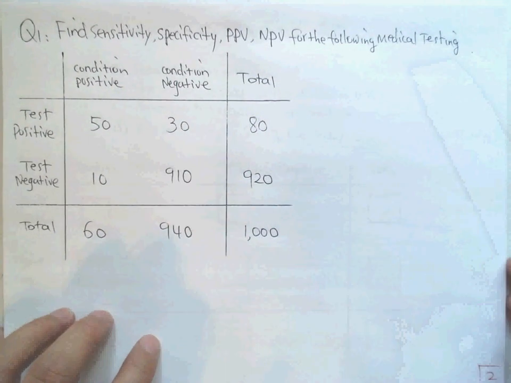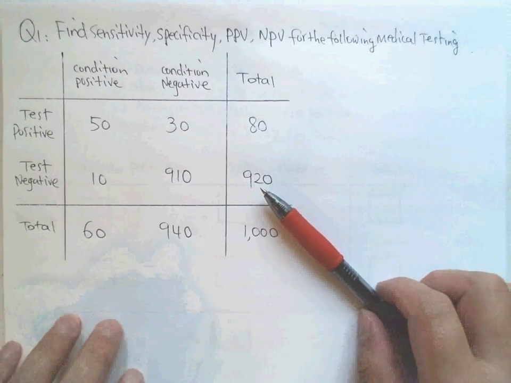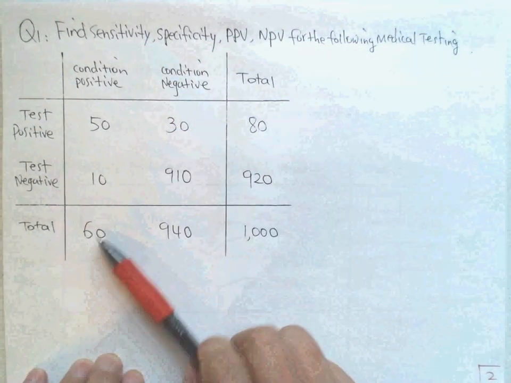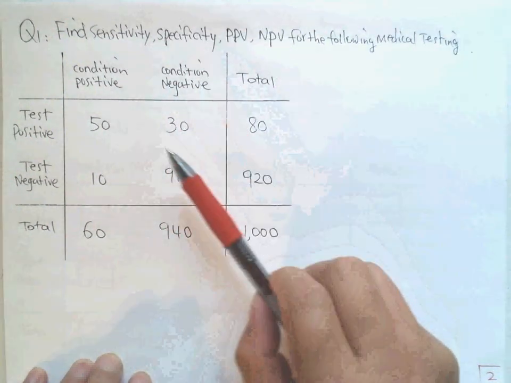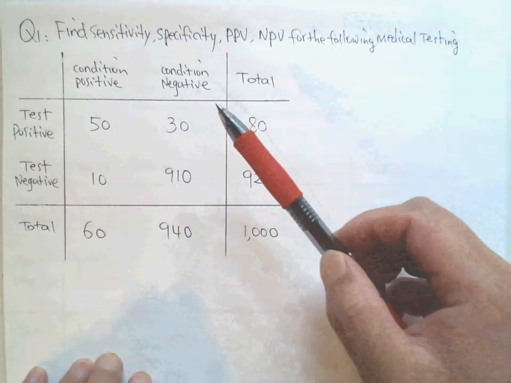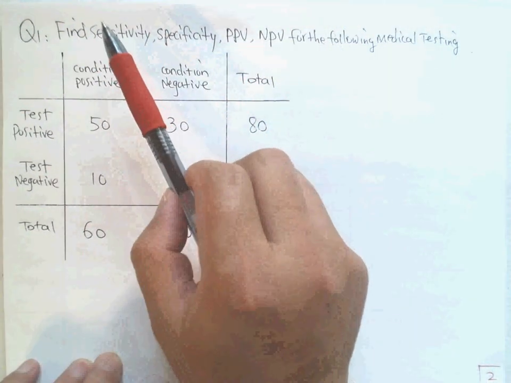Now I have two examples to show you. The first is a calculation, going directly to the calculation to find the sensitivity. This is a contingency table for a medical test. What are the sensitivity, specificity, PPV, NPV? You need to remember the definitions. I will repeat the definitions one more time.